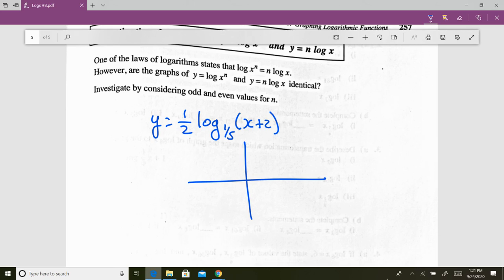Okay, so what did we do? What does this 2 do to it? Not 2. That moves it 2 units to the left, right? So it should be -2, right? The h value is your vertical asymptote on a log graph. So x is equal to -2. Vertical asymptote.